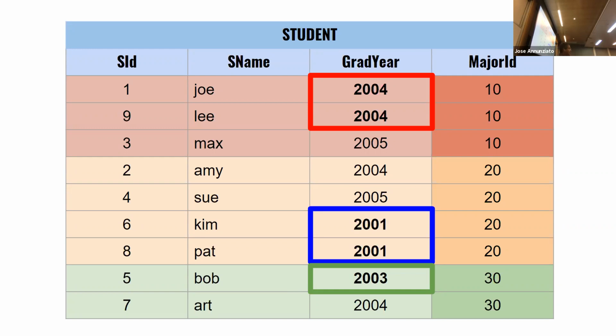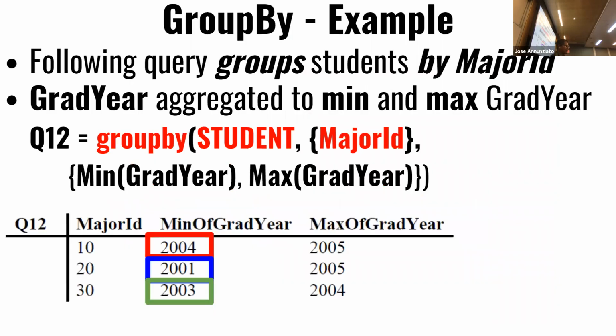and 2005 as the maximum, and here 2003 and 2004. So group by would allow you to implement that. You would end up with something like this: 3 groups, because there are 3 colleges, and the minimum and the maximum that we calculated using the min and max operation.